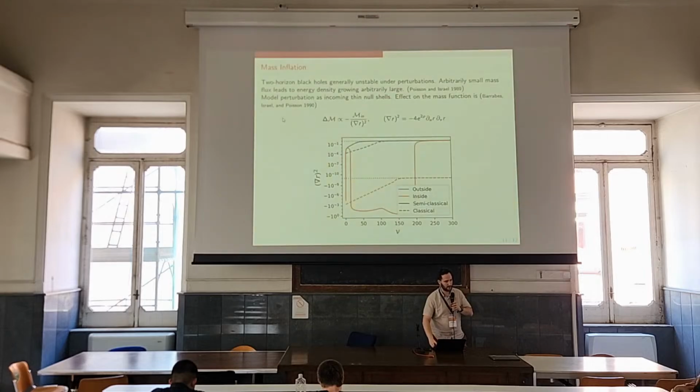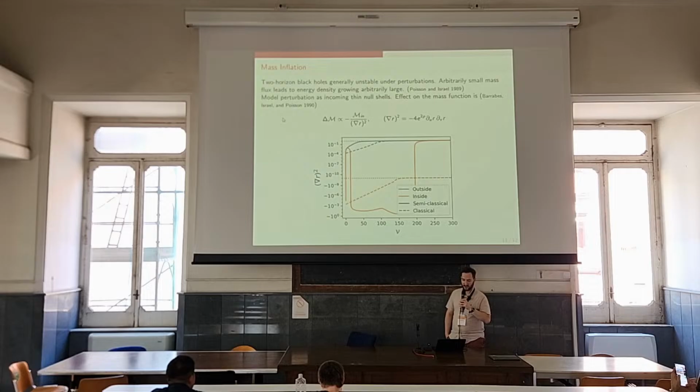And in addition, we also looked at one of the other issues with regular black holes, which is mass inflation. It's been shown that these 2 horizon black holes are very unstable under perturbations. So if you send in an arbitrarily small mass perturbation, it can lead to an arbitrarily large explosion of the energy. So as a simple model, we modeled the mass perturbation as a pair of thin null shells.